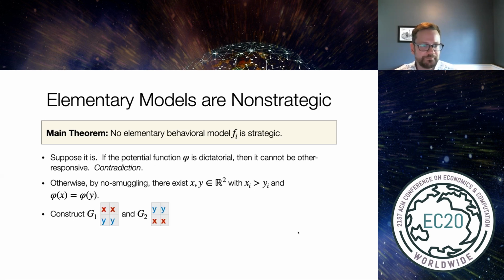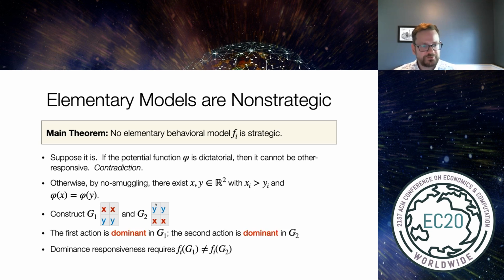So then I make a game where player i has a dominant strategy. I make a dominant strategy in G1, which is opposite from the dominant strategy in G2. But all of the outcomes are these x's and y's that our function can't distinguish. So the first action is dominant in one, and the second is dominant in the other. So dominance responsiveness says they have to be different. But they can't be, because they both have the same big phi. And so we get a contradiction.